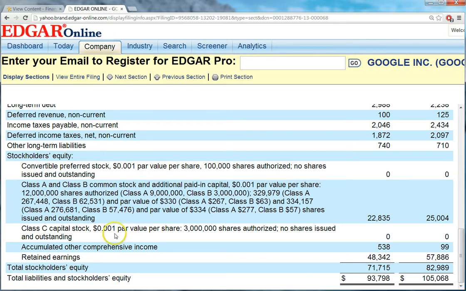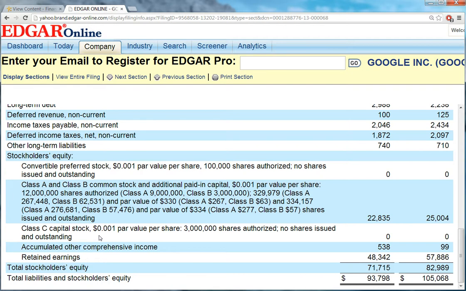And now we can also see that they've been authorized to issue Class C capital stock. Specifically, 3 million shares have been authorized. Once again, nothing is outstanding at this point. That's probably just a plan for what they want to do in the future. Maybe they want to raise additional capital in a slightly different way than how Class A and B stock is structured. Or it could be that they're planning on issuing stock dividends of some sort.